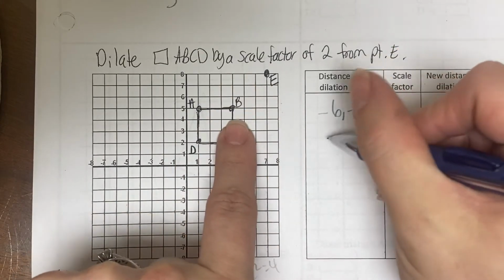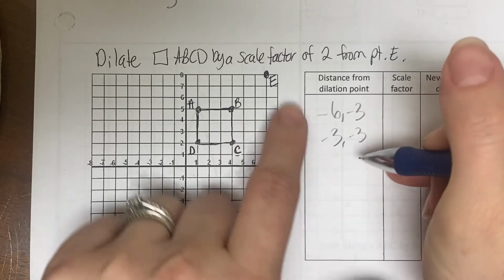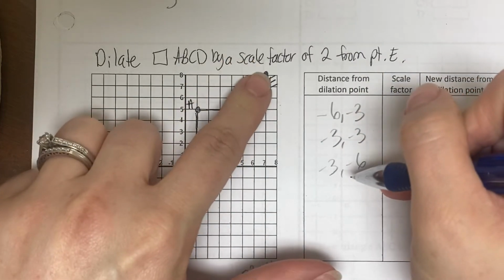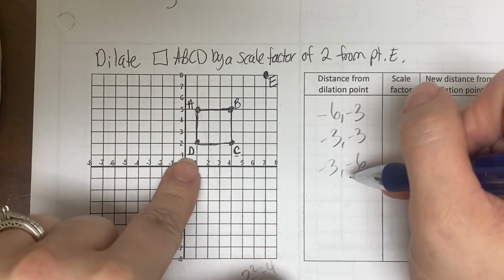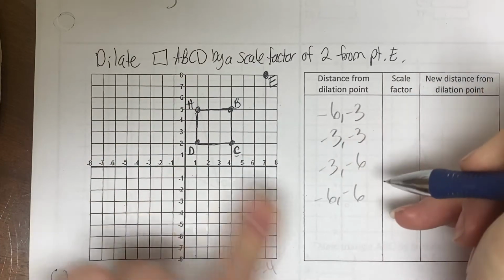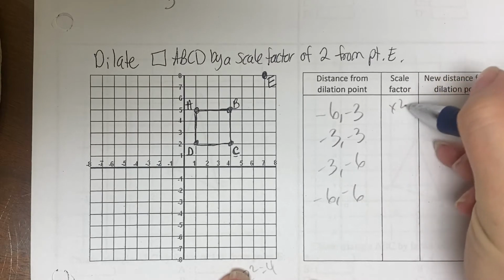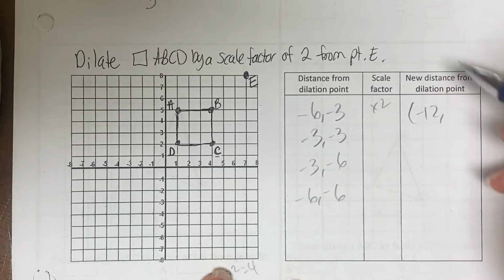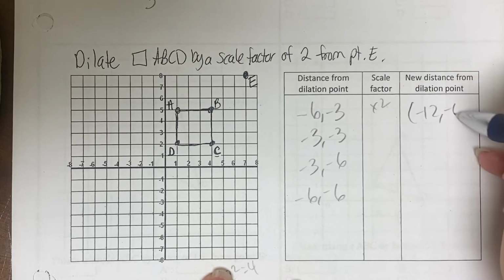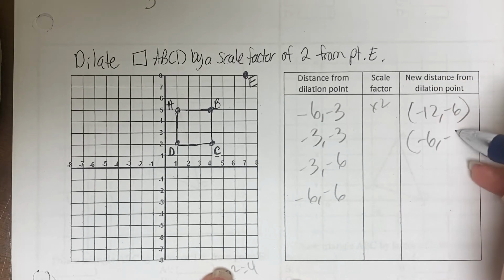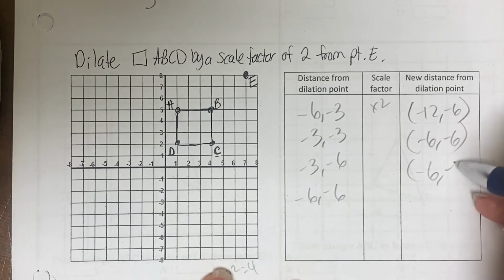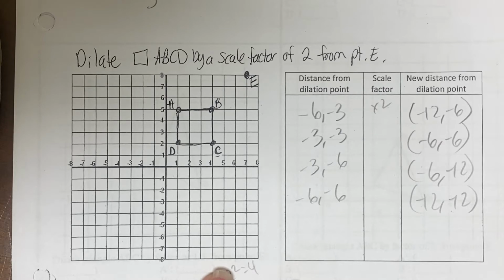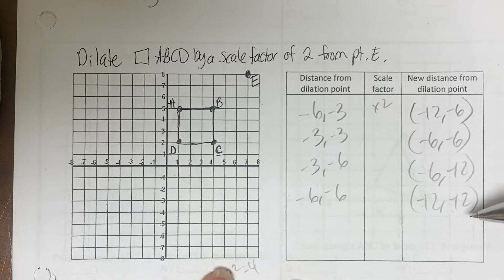E to B is -3, -3. E to C is -3, -6. E to D is -6, -6. All right, I'll do each one of these times the scale factor of 2. So -6 times 2 is -12. -3 times 2 is -6. -6, -6, -6, -12, -12, -12. All right, so now I need to plot these points from the E.